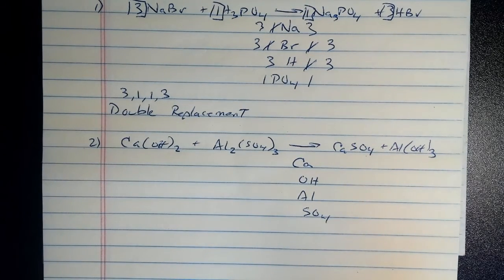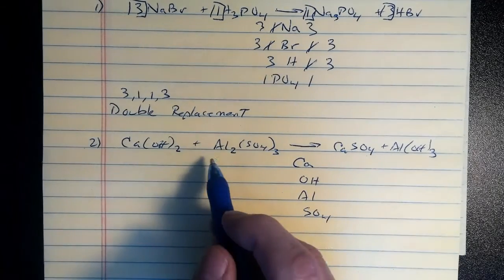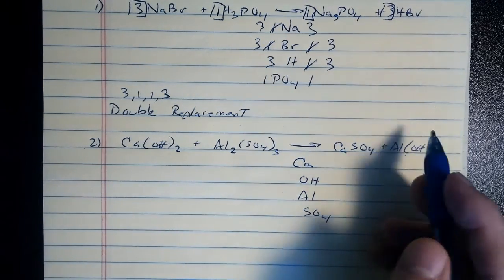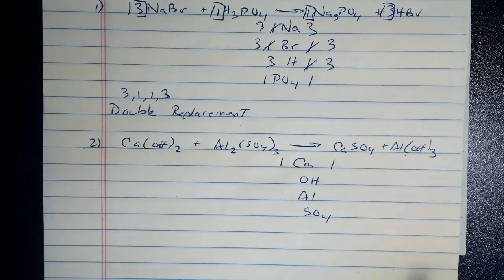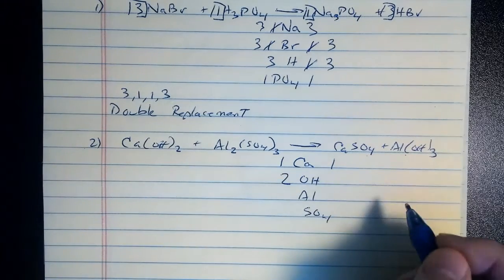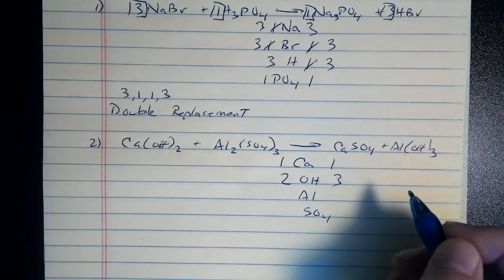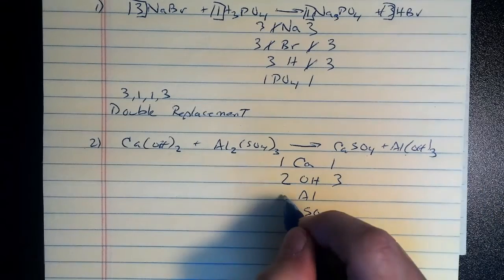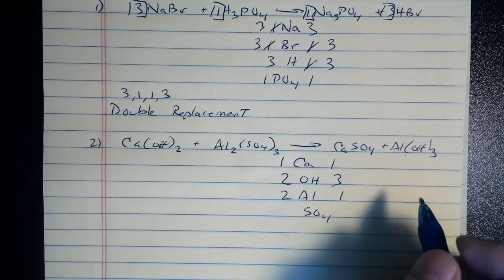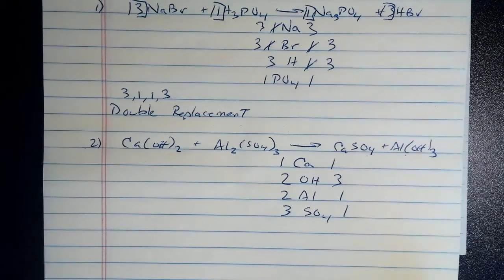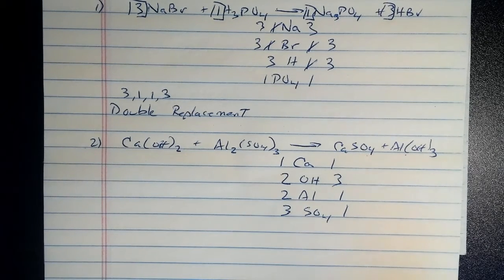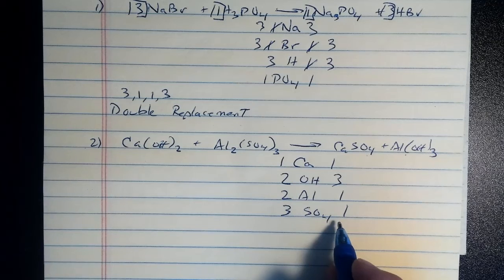And now we're going to count up how many we have on the reactant side and the product side. So we got 1 calcium on the left, 1 on the right, so that's good. 2 hydroxides on the left, and 3 on the right. So that is not balanced. And we've got 2 aluminums on the left and 1 on the right. And we've got 3 sulfates on the left and 1 on the right. So right away we want to balance our polyatomic ions, which, let's go with sulfate because that's going to be the easiest one.